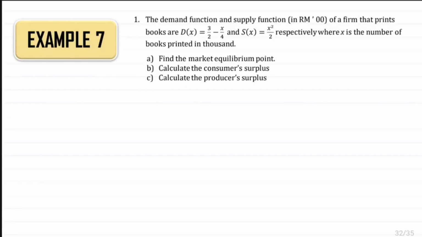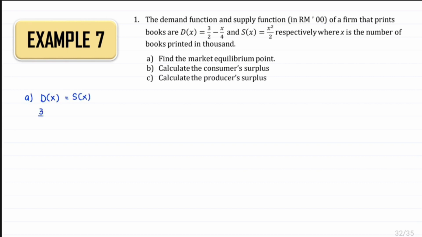We go to example 7, number 1. The demand function and supply function in 100 of a firm that prints books are Dx equals 3 over 2 minus x over 4 and supply function Sx equals x squared over 2 respectively, where x is the number of books printed in 1000. Question A. Find the market equilibrium point. So to find the market equilibrium point, MEP, we just equate Dx with Sx.